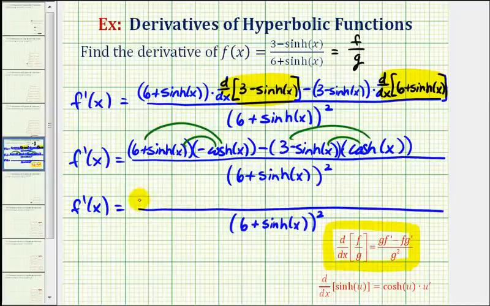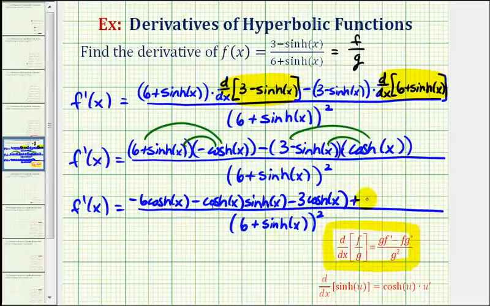So we'll have negative 6 hyperbolic cosine x minus hyperbolic cosine x hyperbolic sine x. We need to be careful here because we're subtracting this product, so we'll have minus 3 hyperbolic cosine x. And then we'll have minus negative hyperbolic sine x hyperbolic cosine x, which will be plus hyperbolic cosine x hyperbolic sine x.